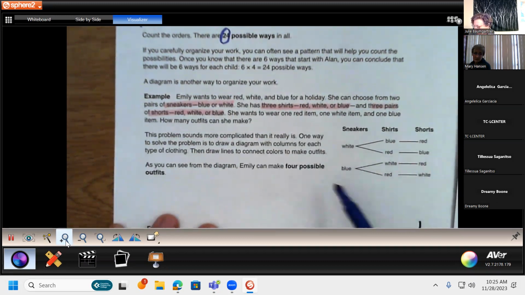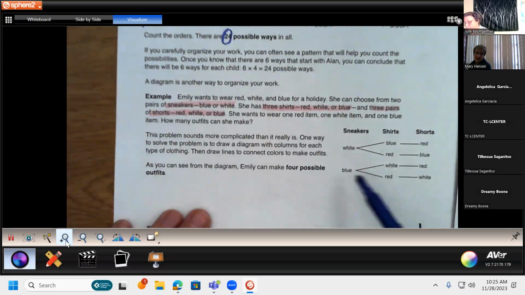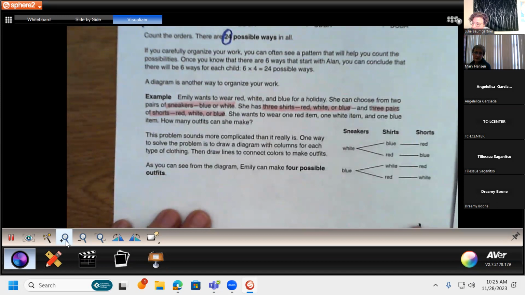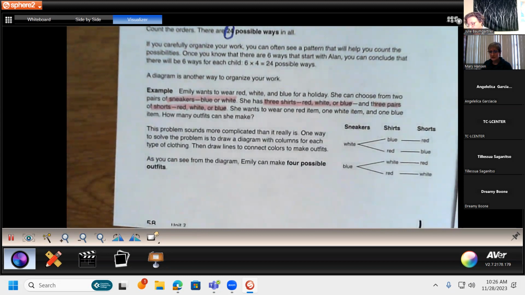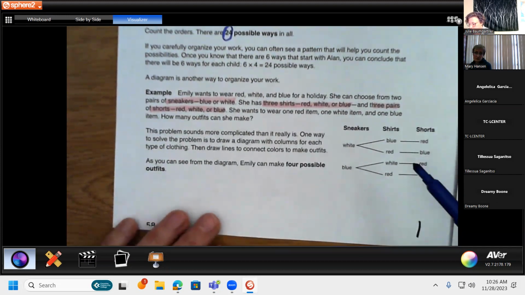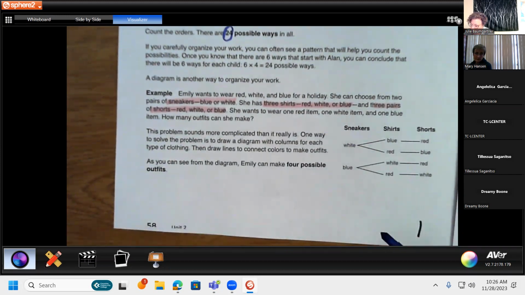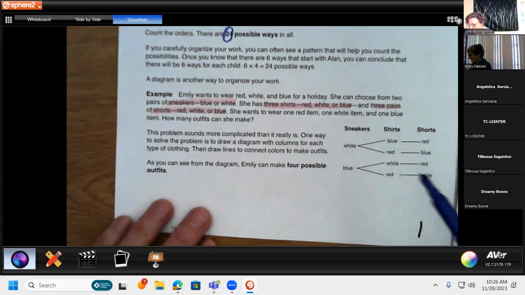And so then you only have the other choice of the blue sneakers. And again, you're only going to pair the blue sneakers with either the white shirt or the red shirt because we wouldn't want to wear the blue shirt because then she won't get red, white, and blue that she wants. And so they've made this diagram where you can see then how many choices she has. She'd have a lot more fashion choices if she didn't have the restriction that she wants to wear red, white, and blue.